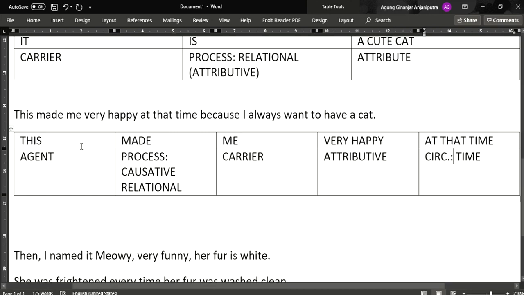Okay, so if you find this kind of construction, you name the process causative relational. This as agent, made as process causative relational, and then me as carrier and it is attributive. Why? Because we actually can add "become" in between "me" and "very happy". For example, this made me to become very happy. Become is a relational process. So this one is carrier and attribute, that's how it works.